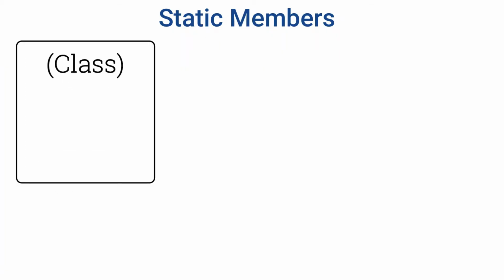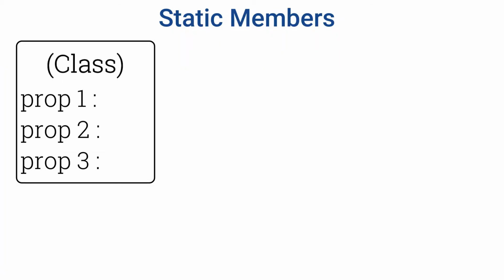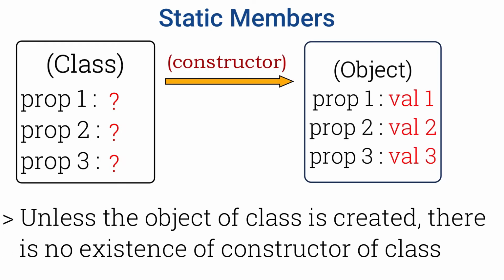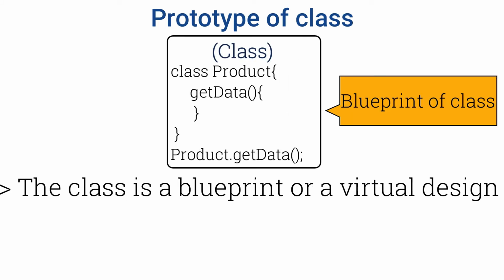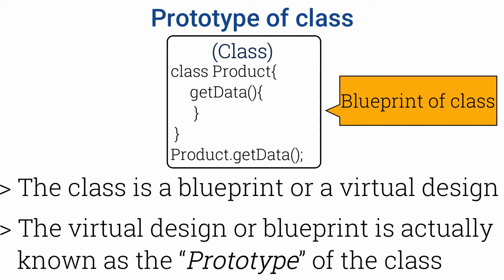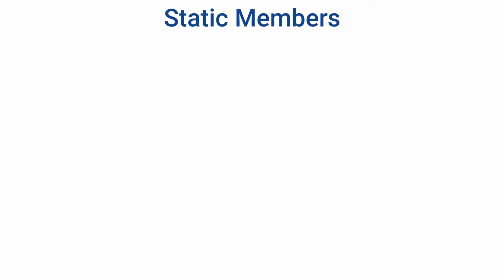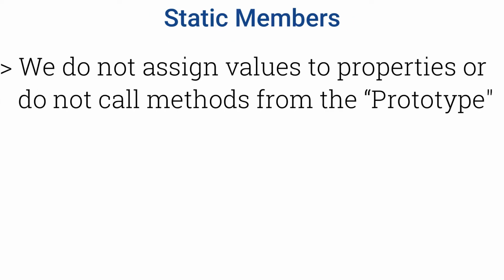Normally when you create a class, the properties of the class do not have a value. The reason is that unless the object is created, there is no existence of the constructor of the class. In other words, the class is a blueprint or a virtual design. The virtual design or blueprint is actually called or known as the prototype of the class. So again, to summarize, we do not assign values to properties or call methods from the prototype.